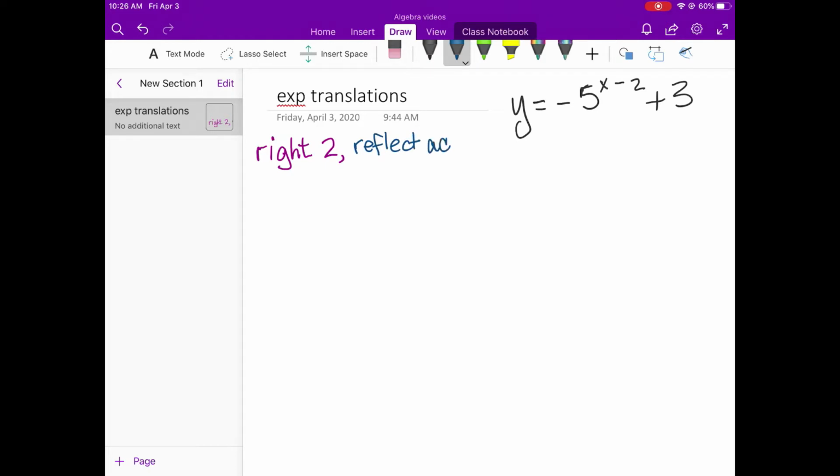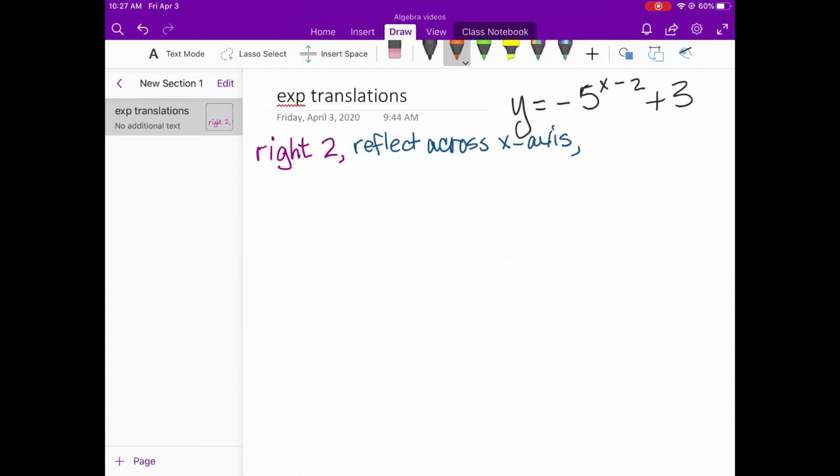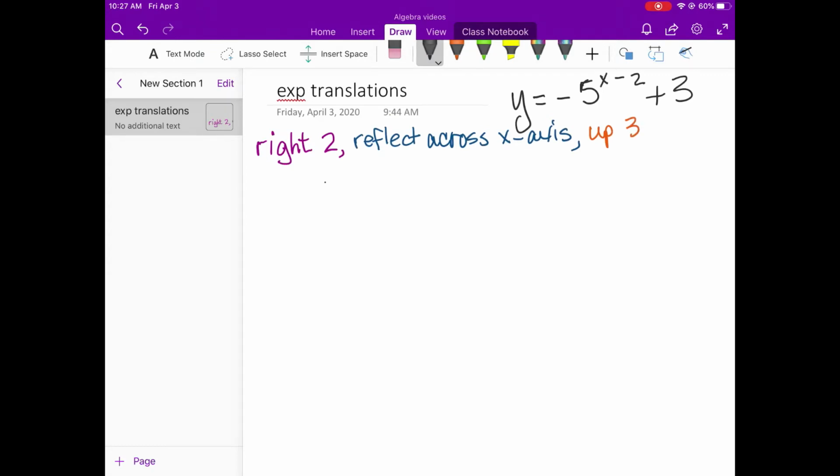And we've got a negative in front of our main section of the function. That's going to reflect our function across the x-axis. And the plus 3 is going to push everything up 3 spaces. Notice that I'm doing these things in PEMDAS order. That's important. So we're just going to take this one step at a time.